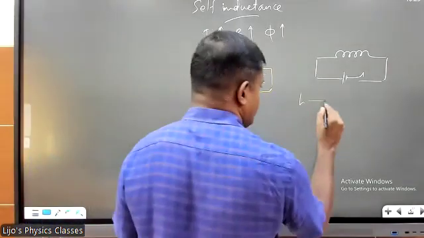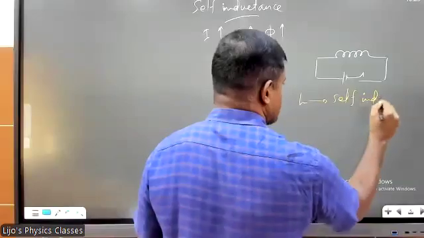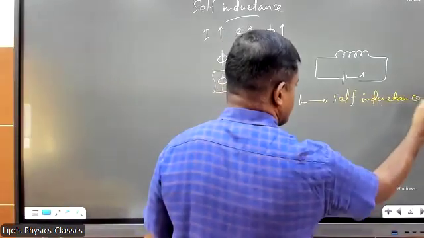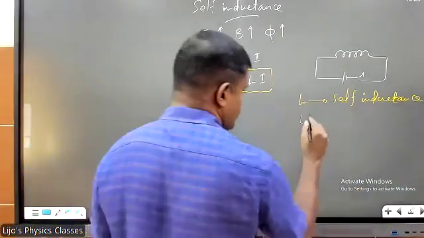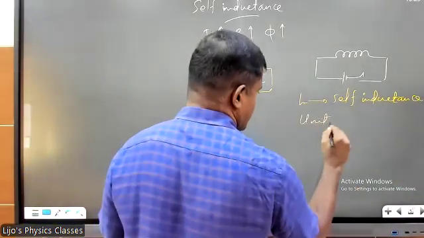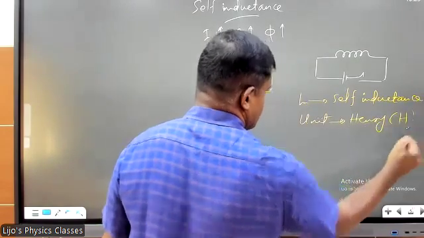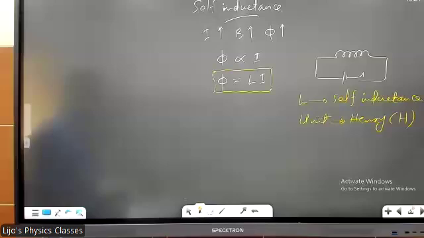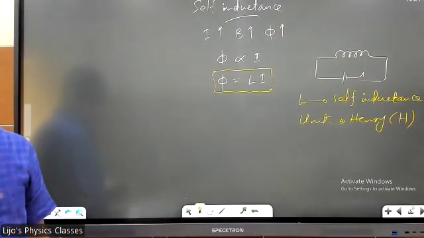Where L has a name. What is the name of L? Self-inductance. And what is the unit of self-inductance? Henry. Yes. Henry is the unit of self-inductance.